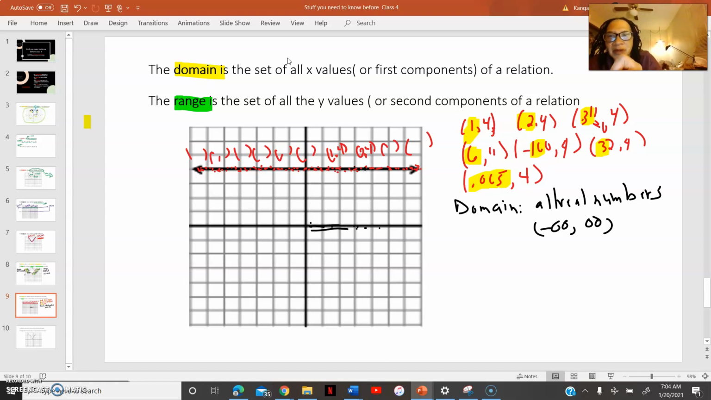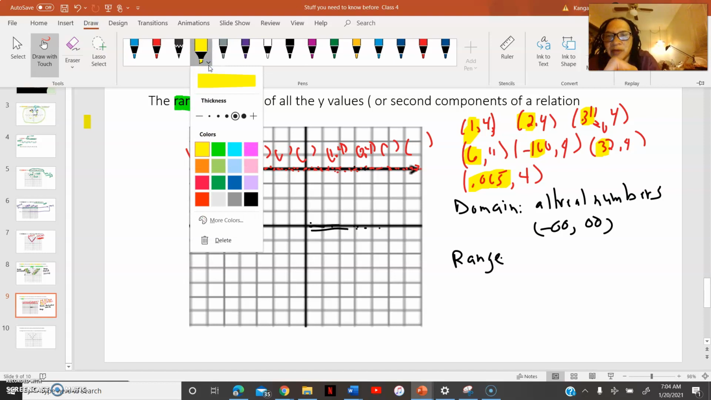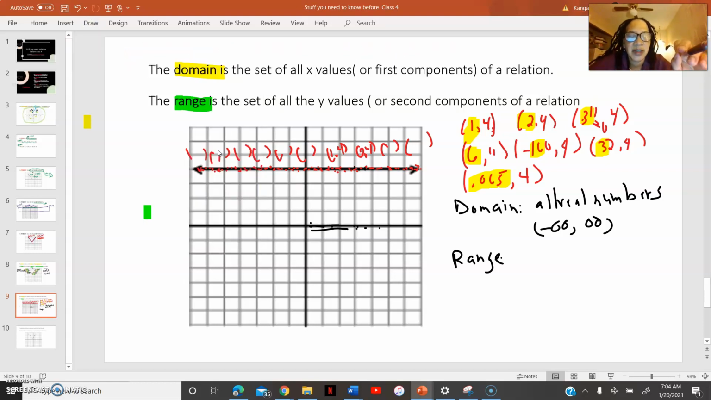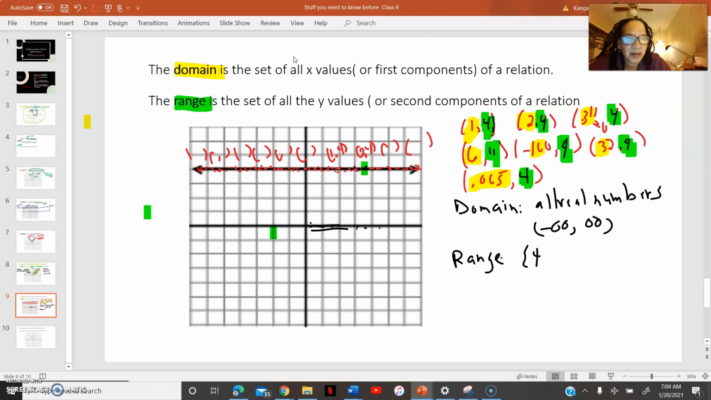Now, what about the range? The range are all of the y values for all the points or all the locations in this relation. And what have we noticed about all of those y's? They're all 4, even though I didn't draw that very well. That's a 4. They're all 4 because we go out and up 4, out and up 4, out and up 4. So the range only has one number, and the range number happens to be just the number 4. Okay, good. Are you hanging in there with this domain and range?